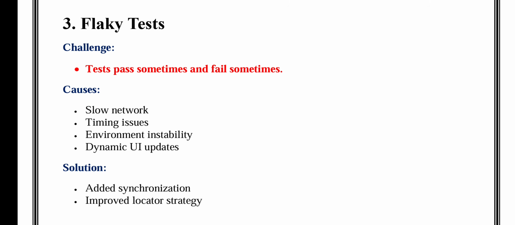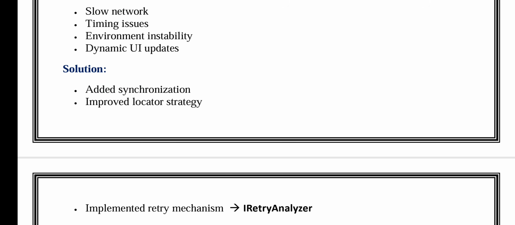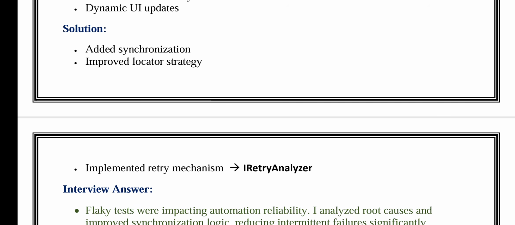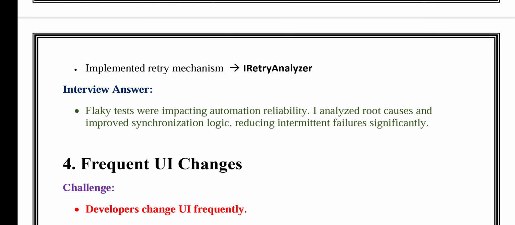And the third challenge is handling flaky tests. The challenge here is that tests pass sometimes but fail sometimes. Some of the causes might be slow network, timing issues, environment instability, and dynamic UI updates. And to handle this, our solution would be that we add synchronization, improve our locator strategy, and implement a retry mechanism by using IRetryAnalyzer.